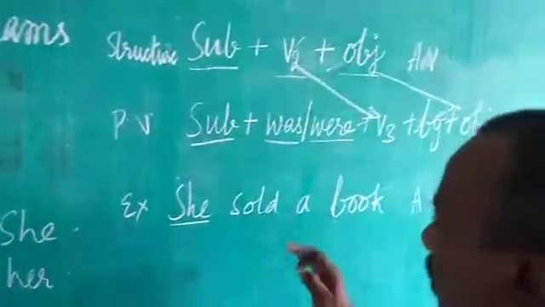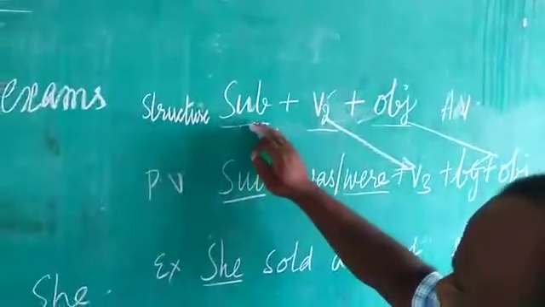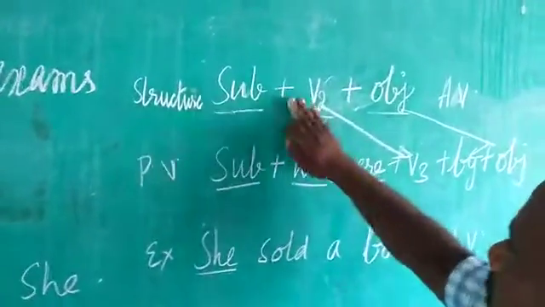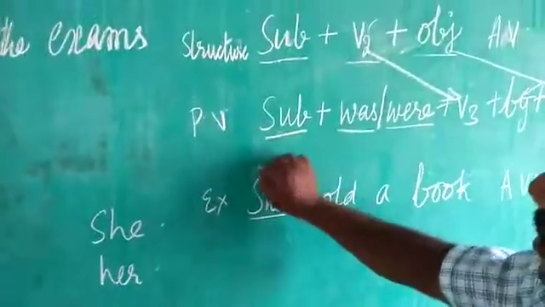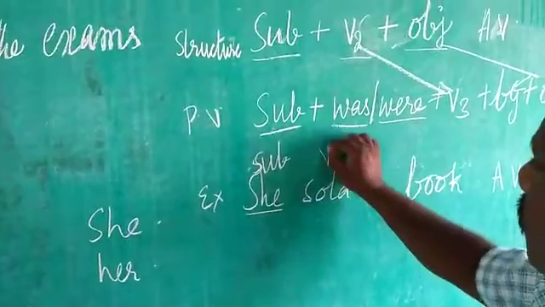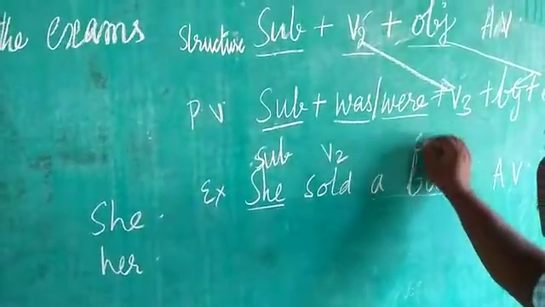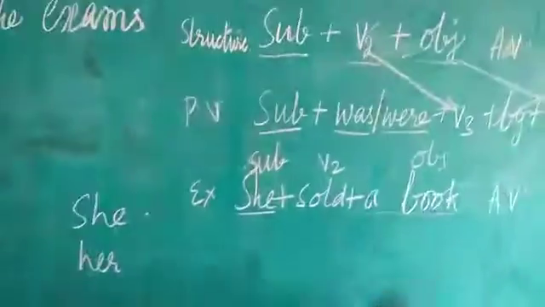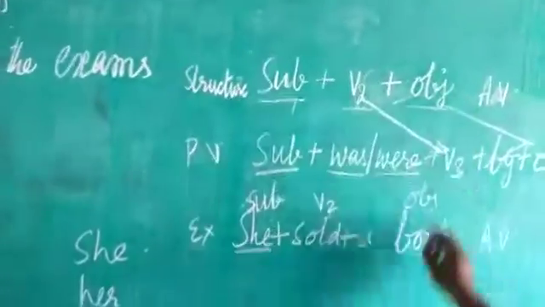Okay, but here, children, once again, I'll just tell you the structure. In active voice, subject plus V2 plus object. Look at this sentence here, children. This is the subject. This is the V2 form. And this is the object. So, subject, V2 and object. As I told you, this is the subject, this is V2, this is the object.